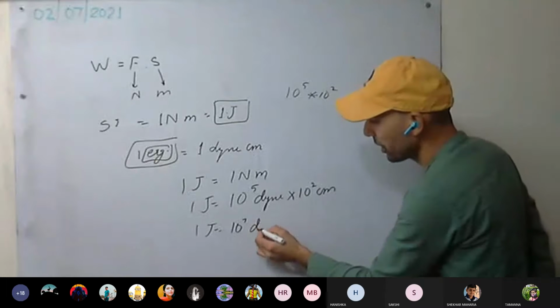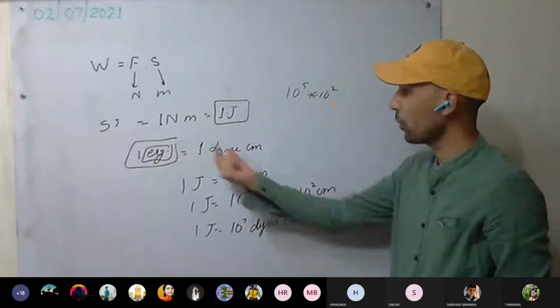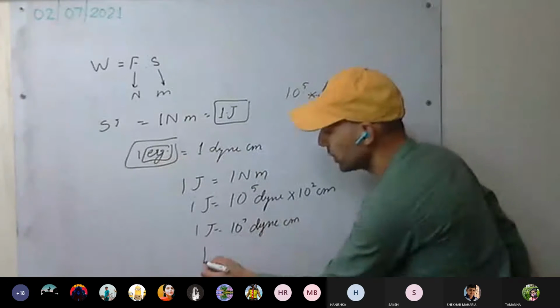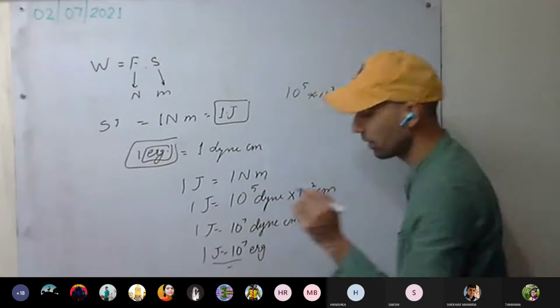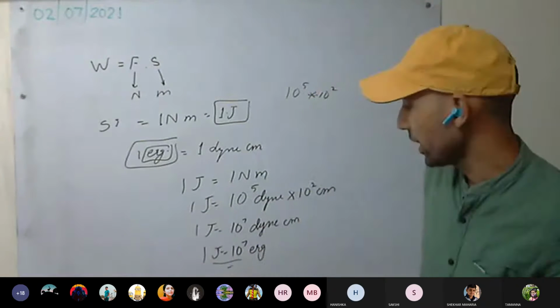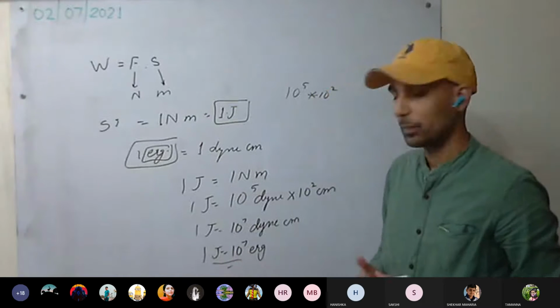10 raised to power 7 dyne centimeter. And 1 dyne centimeter is how much? 1 erg. So 1 joule equals how much? 10 raised to power 7 erg. Okay, this is the relation between joule and erg.